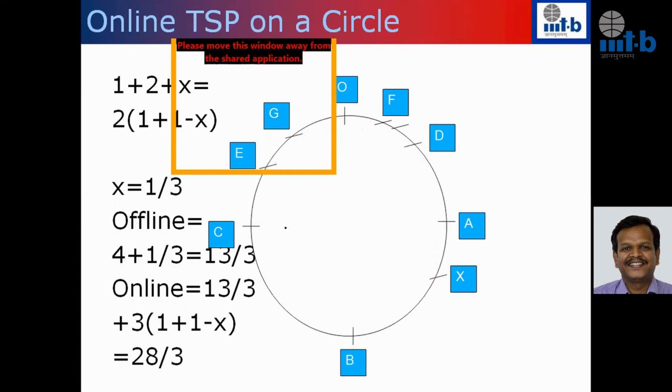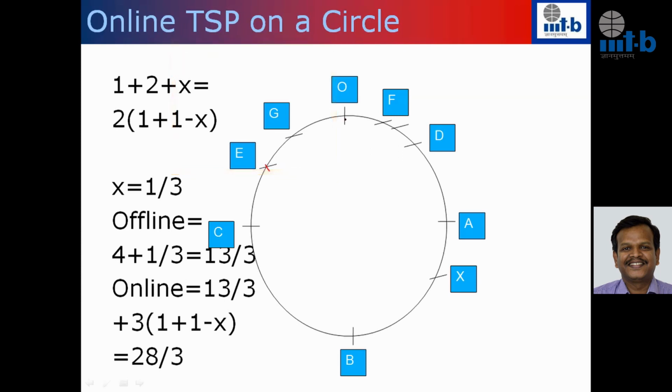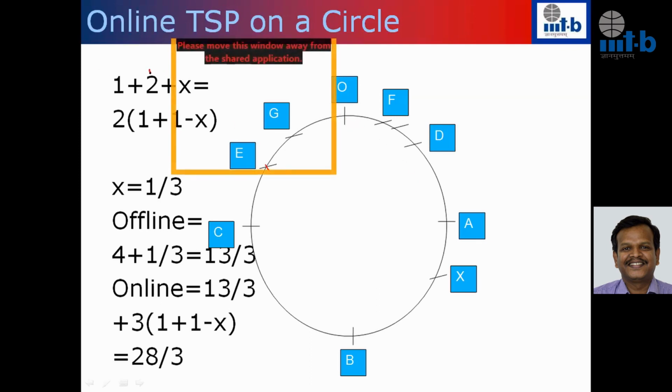That point is easy to compute. If we just look at the total distance traveled by the online algorithm, at time one it is at E. From E, it'll take 1 unit of time to reach O. So the distance traveled here is 1. From here to A, the distance traveled is 2, right? So that's what I have written here. And after 2, it travels the distance of x. So the distance traveled by the online algorithm, which is the length of the arc from E to x, is 1 plus 2 plus x.